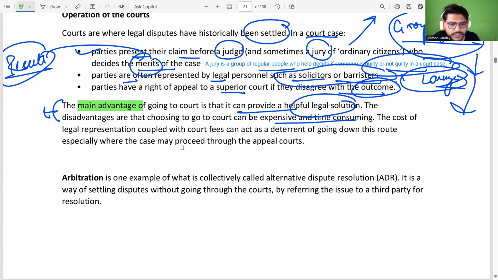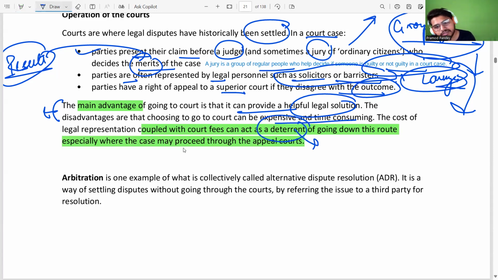The cost of legal representation coupled with the court fees can act as a deterrent of going down this route, specifically when the case may proceed through the appeal court, right? So deterrent means something that stops.